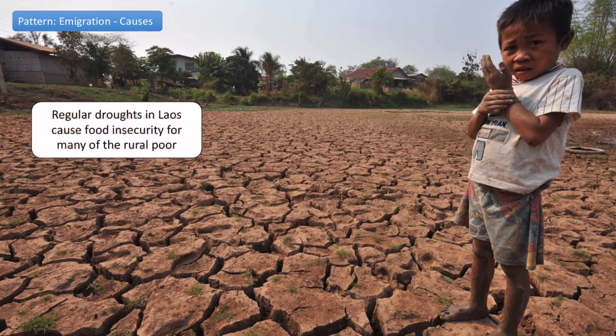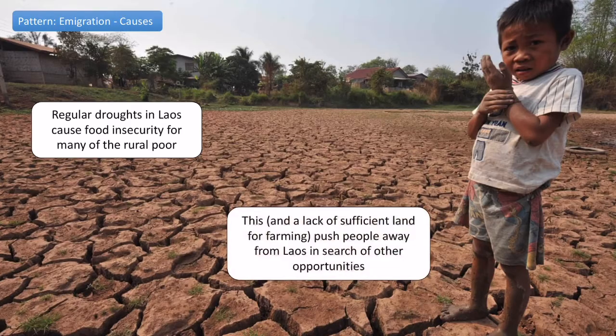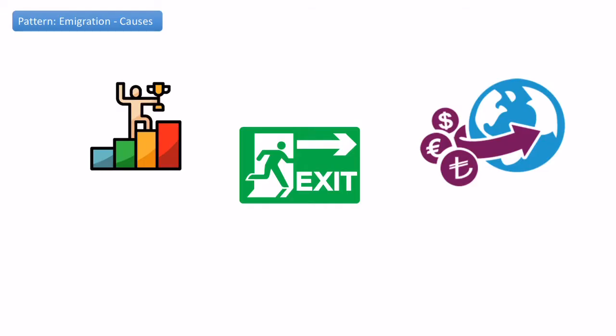Another problem in rural communities is that there is regular drought. That leads to food insecurity. And so many of the rural poor actually leave in search of opportunities. They're pushed away. And we can also say that there is a lack of sufficient land for farmers to be able to use, another factor pushing people away from these rural areas.